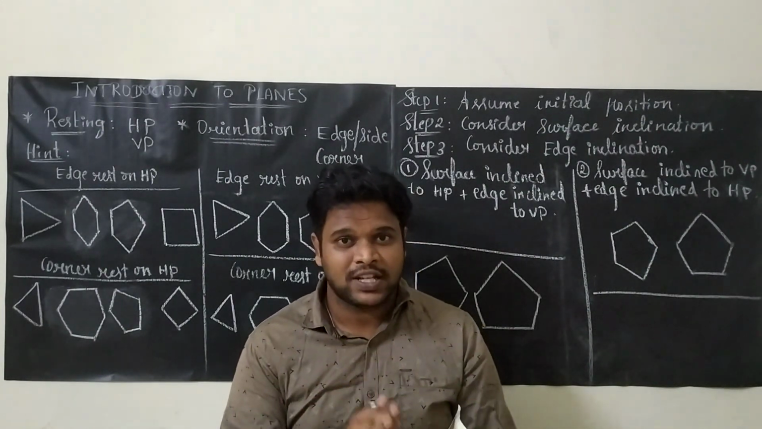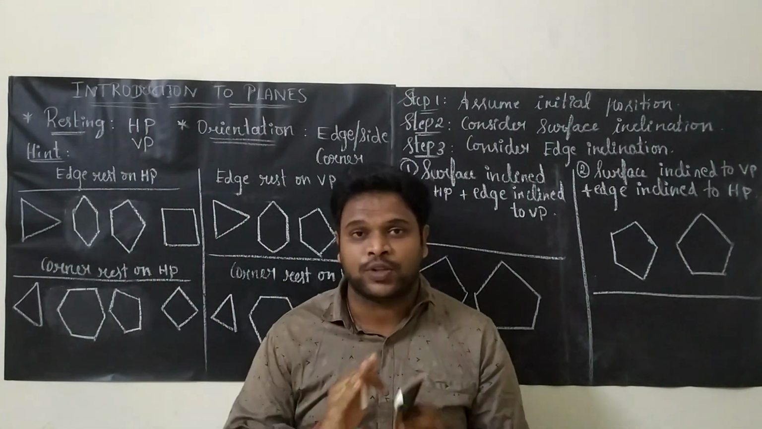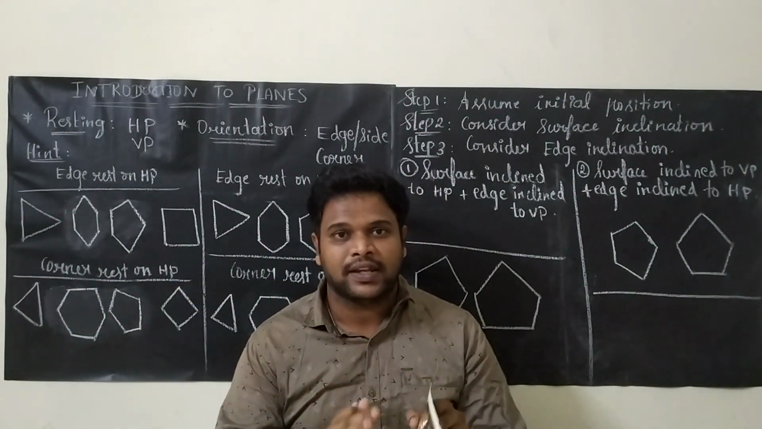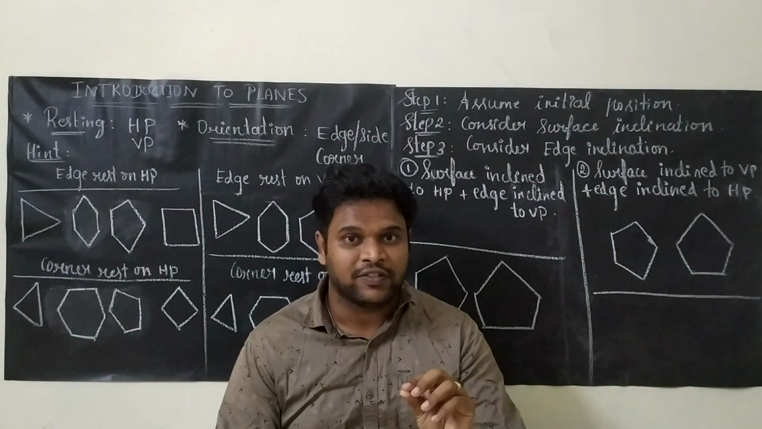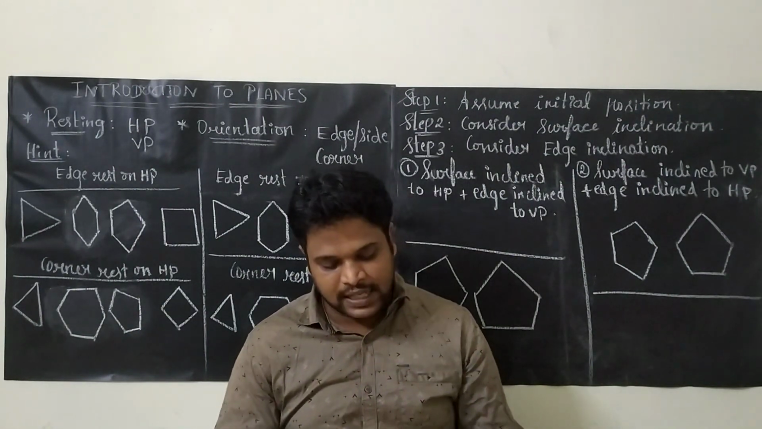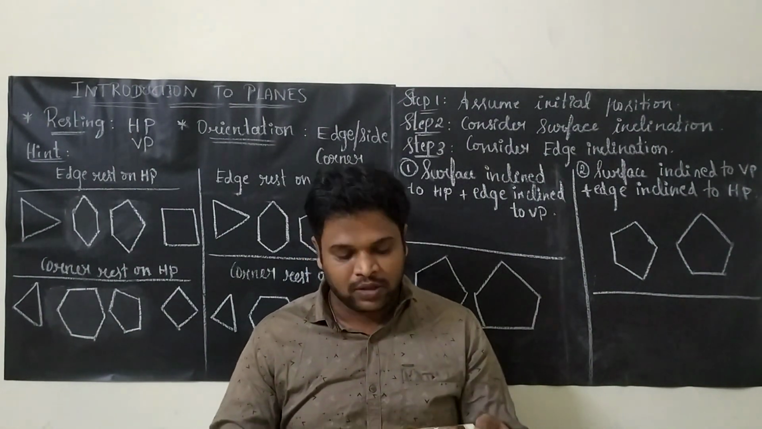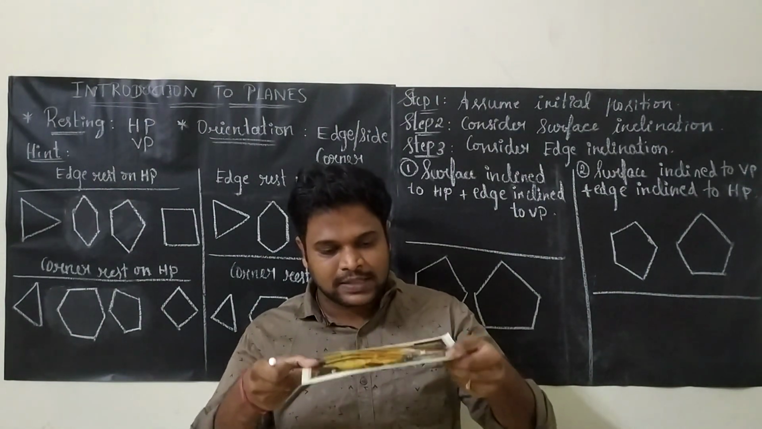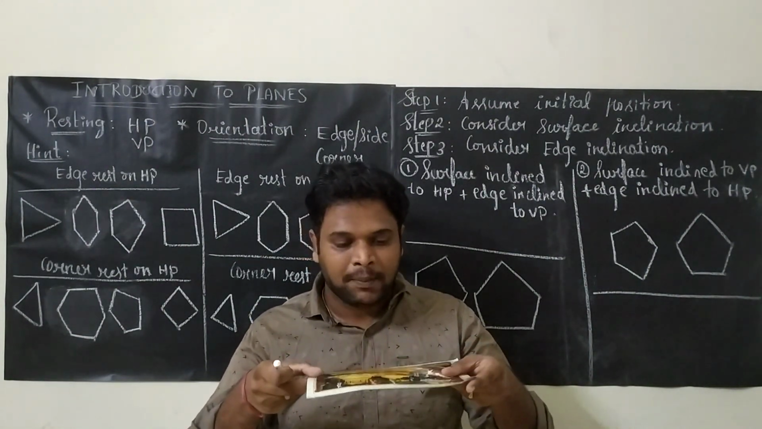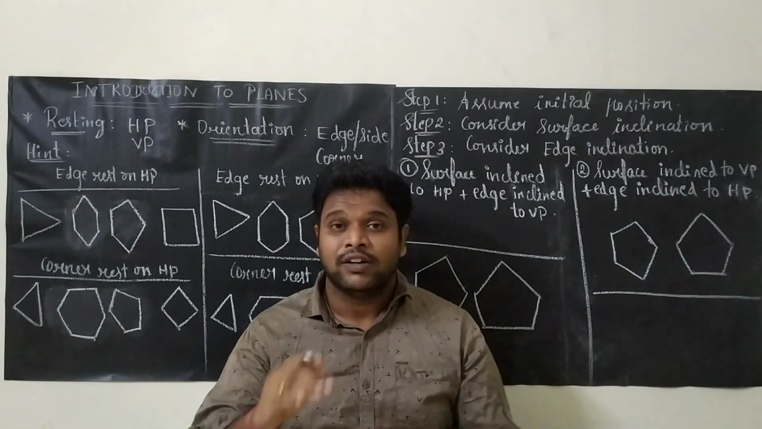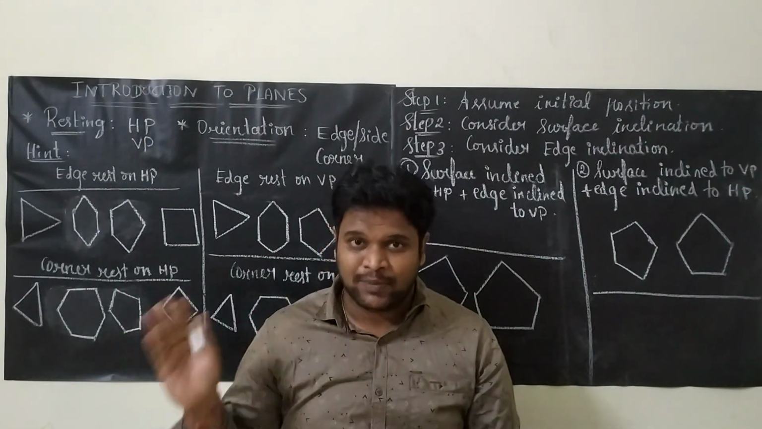In this video, we are just going to see an introduction to projection of planes. So what is a plane? A plane is a flat surface with negligible thickness. For example, you can take a piece of paper. Just see this paper. This paper will have length and breadth, but the thickness is very negligible. For our case also, we are going to consider the same thing.